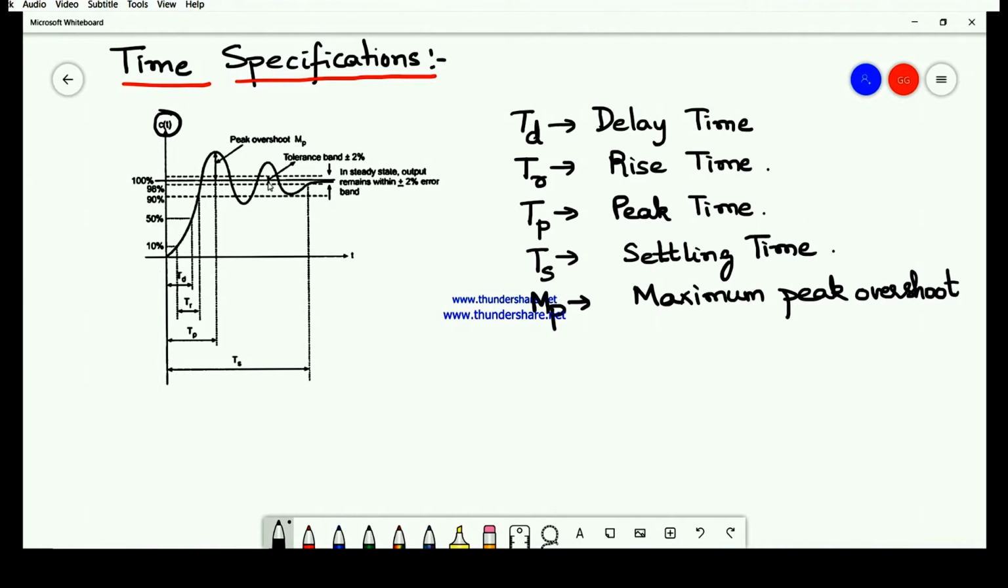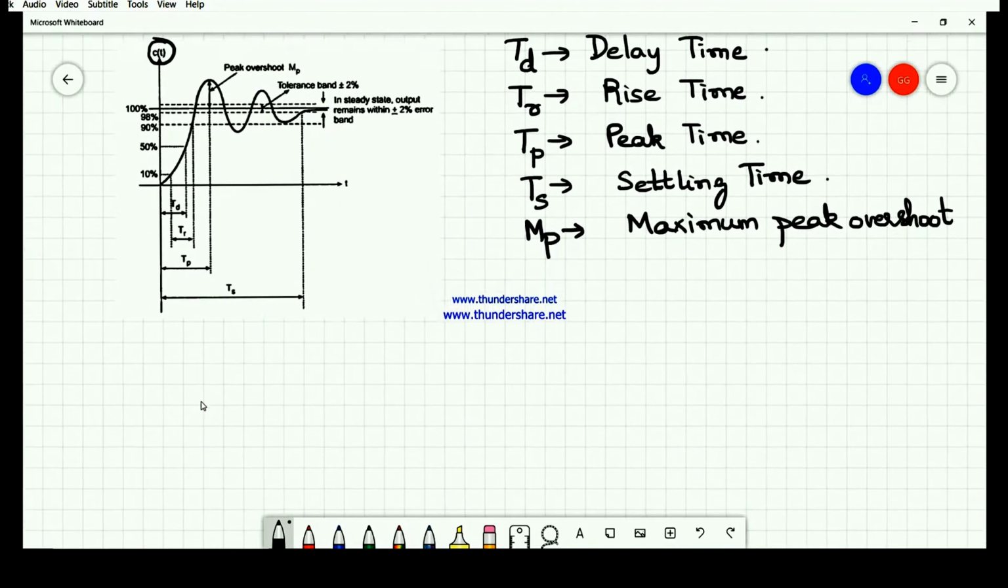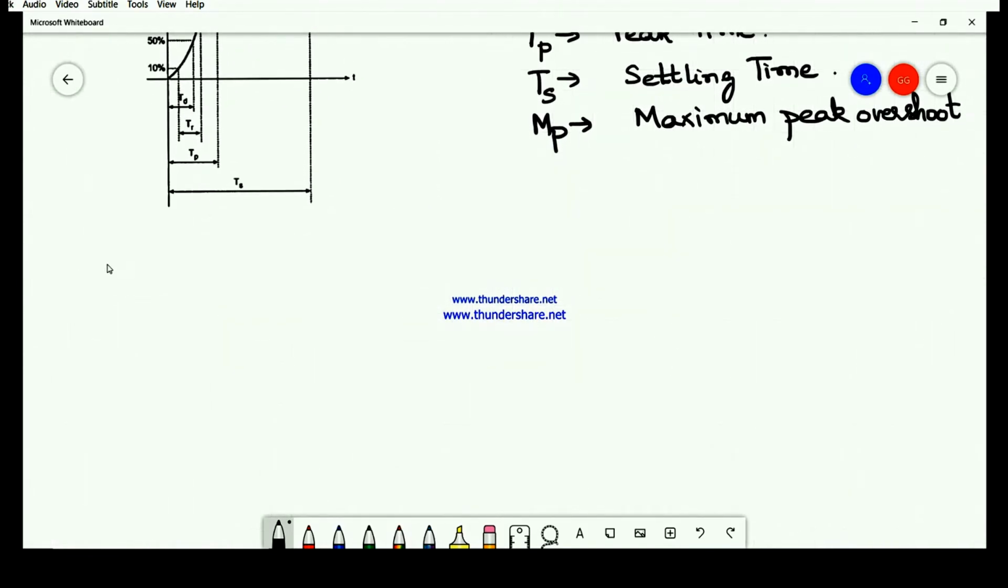So therefore we are now ready to define the time specifications that we come across in the second order system response. TD is the delay time, TR is the rise time, TP is the peak time, TS is the settling time, whereas MP is the maximum peak overshoot. Now we'll see one by one the definition of all these time specifications. Let us go with the first, delay time, which is denoted by TD.